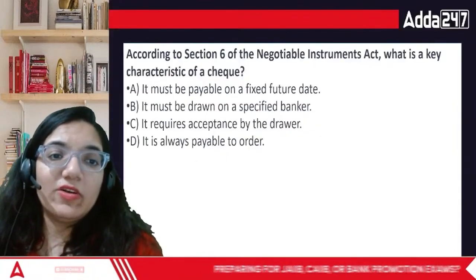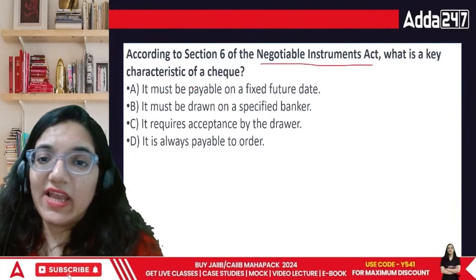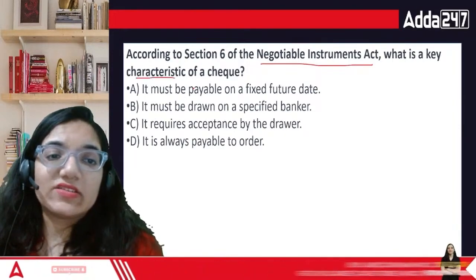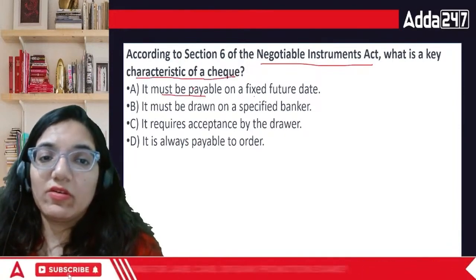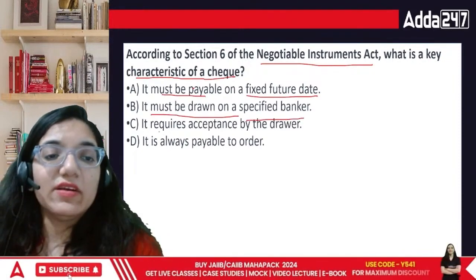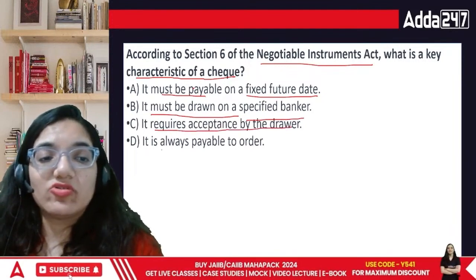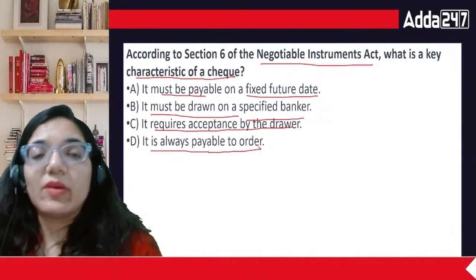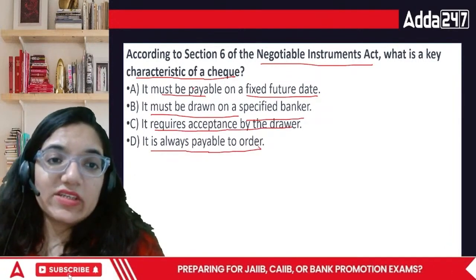Let's go on. According to Section 6 of the Negotiable Instruments Act, what is the key characteristic of a check? It must be payable on a fixed future date. It must be drawn on a specified banker. It requires acceptance by the drawer. It is always payable to order. Now, in this case, what's the answer?